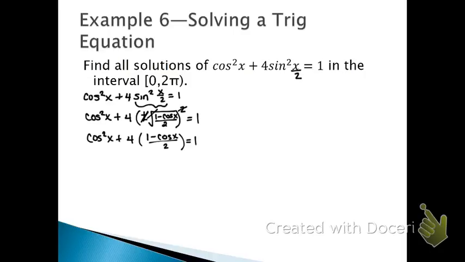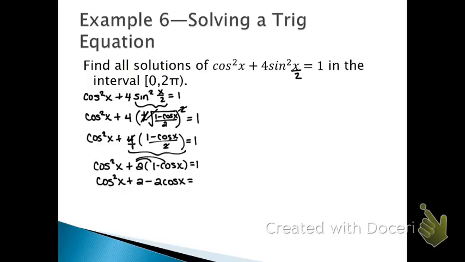Well, what do you think we do now? All right, the next thing we can do is multiply these two. Remember, this is 4 over 1, so these are going to reduce. I'm going to reduce the 4 and the 2 there. So it gives me cosine squared of x plus 2 times 1 minus cosine of x equals 1. Then let's distribute our 2. So cosine squared of x plus 2 minus 2 cosine of x equals 1.